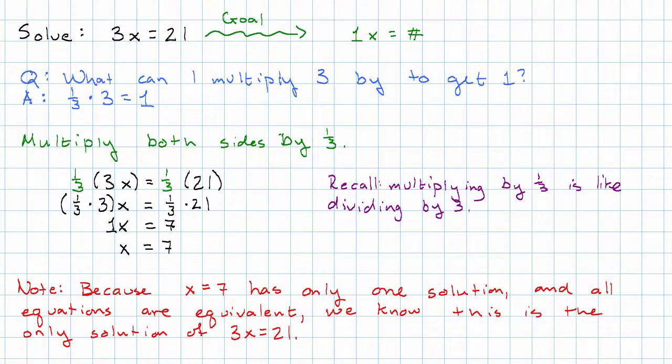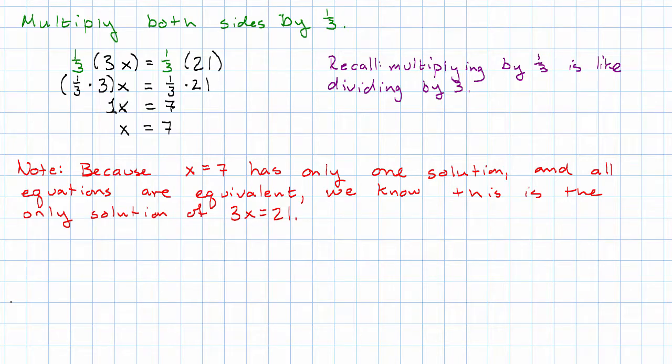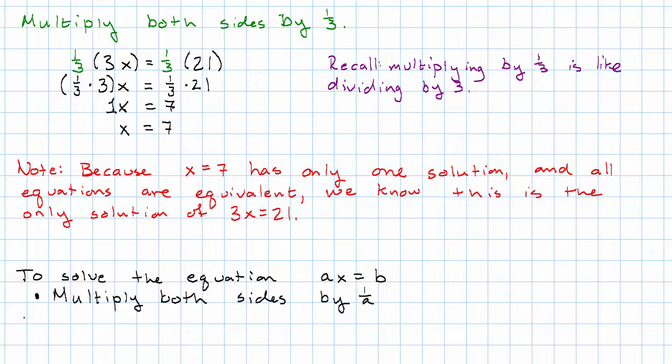Note that because x equals 7 has only one solution, and all of our equations throughout are equivalent, we know that this is the only solution to the equation 3x equals 21. So we've successfully solved. We have all of the solutions, and we know for sure that we have all of the solutions. We can again write down this procedure in general if we like, to solve the one-step equation a number times x equals another number. We'll multiply both sides by the reciprocal of a, and then we'll simplify.